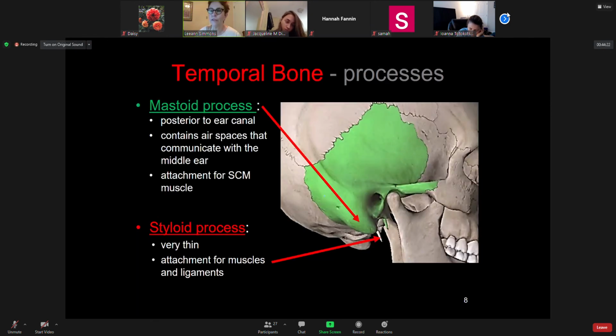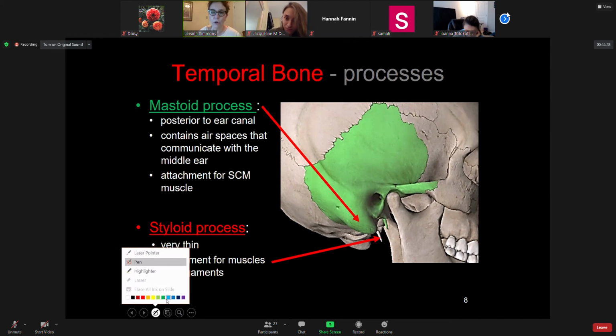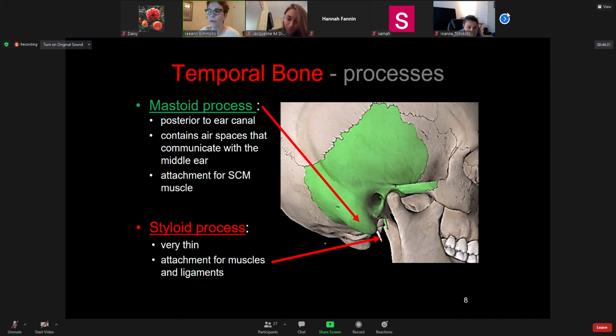So let's look at some of them. Let's look at the processes first. Okay, your mastoid process is this large process behind your ear. There's your mastoid process. It contains air spaces, and it's an attachment for that muscle we looked at before, the sternocleidomastoid that comes down the neck to the sternum and the clavicle in your upper chest.